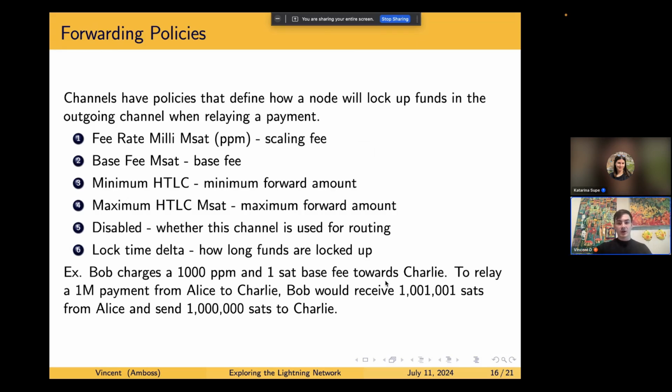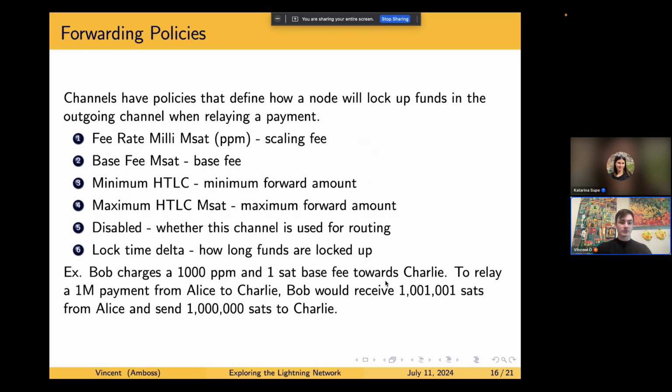there are forwarding policies so that you can get paid to route those payments by providing that liquidity. Part of that forwarding policy is the fee itself. There's a scaling part to this fee that increases as the size of the payment increases, and then there's a base fee that is charged for a payment of any size.